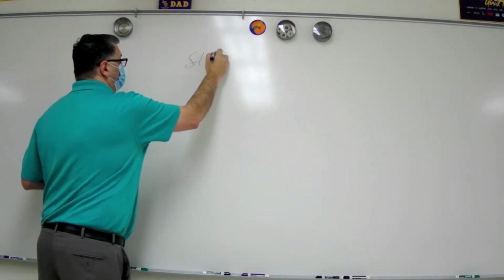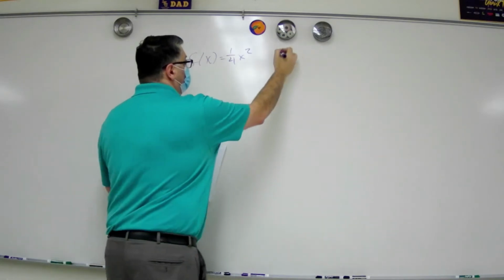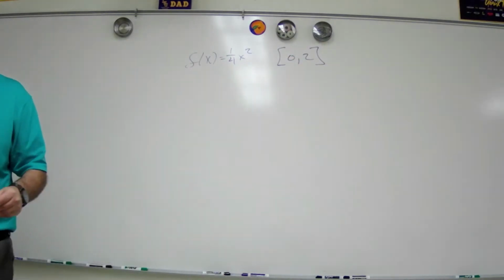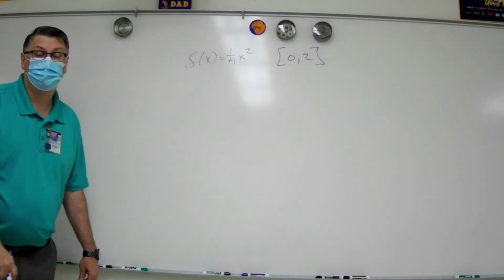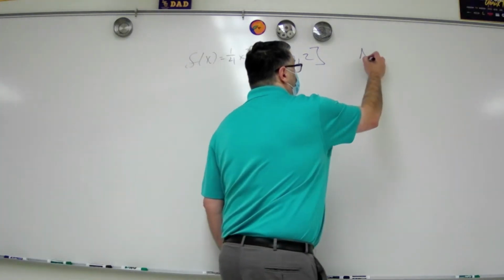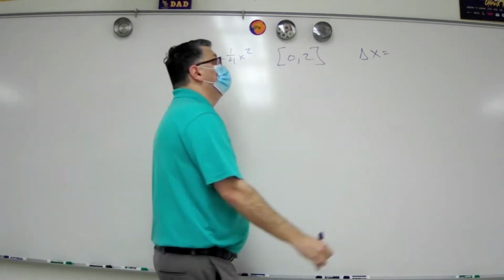F of x equals 1/4 x squared. My bounds are between 0 and 2. Now we're actually going to find the area of this. Okay? So, what is my delta x? 2 over n.